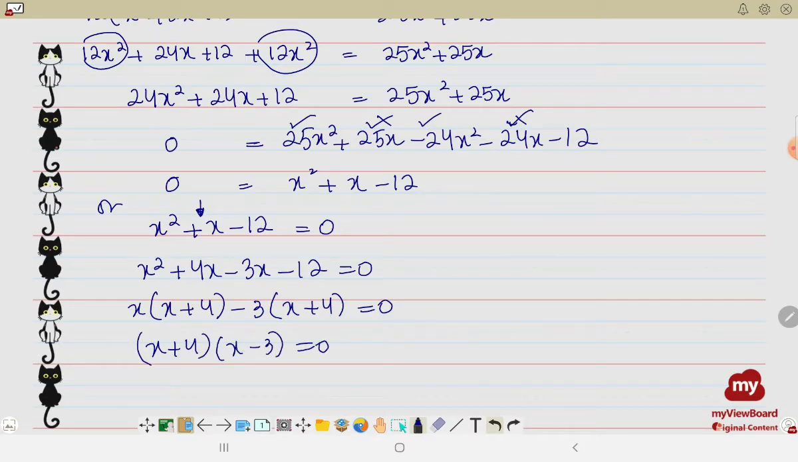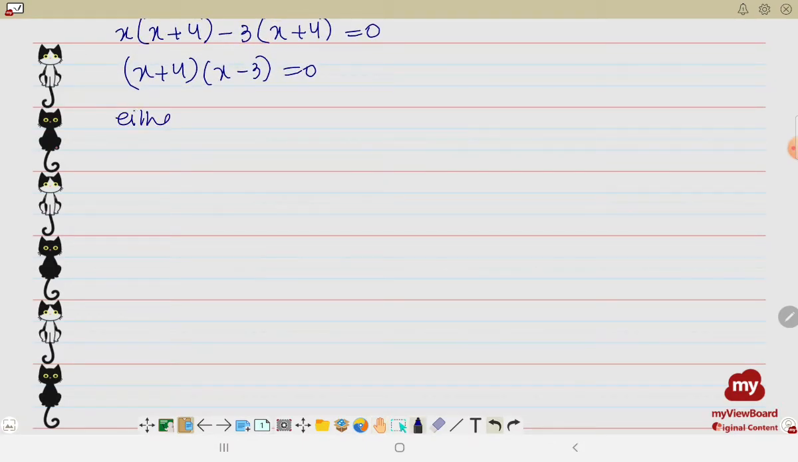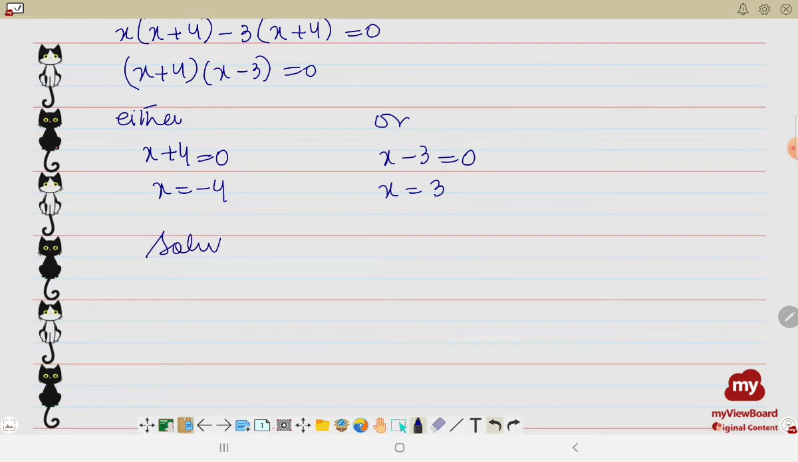So we'll equate these two factors one by one to 0. So either x plus 4 equals 0 or x minus 3 equals 0. So x equals minus 4 and x equals 3.